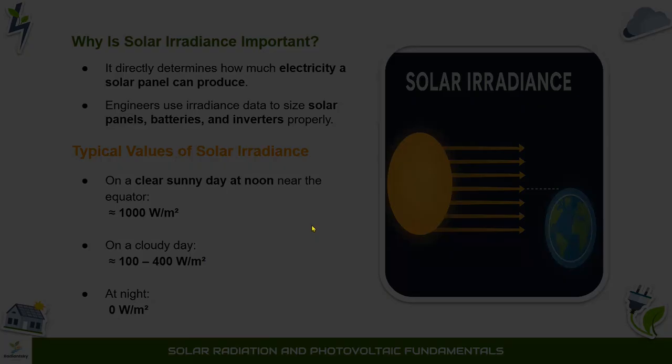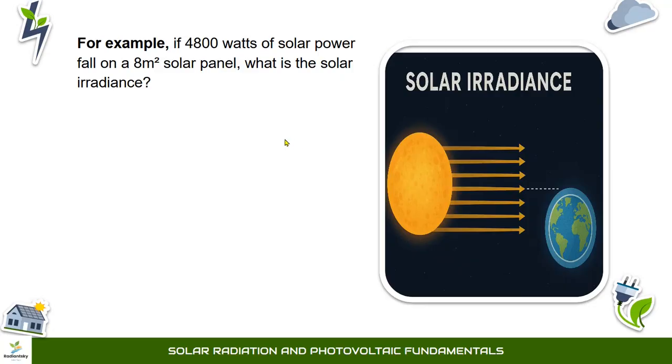Okay, so let's look at some of the basic calculations you can do. Let's say for example, we have 4800 watt hours of solar power that falls on an 8 square meter solar panel. What is the solar irradiance? This question is simply wanting to know what is the watt hour per square meter of this total power that falls on 8 square meters.